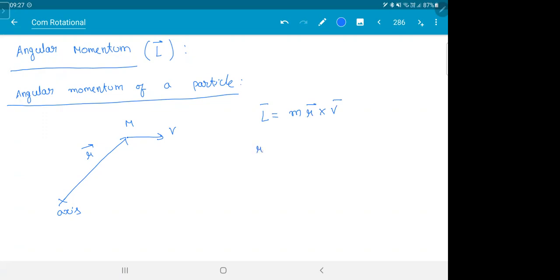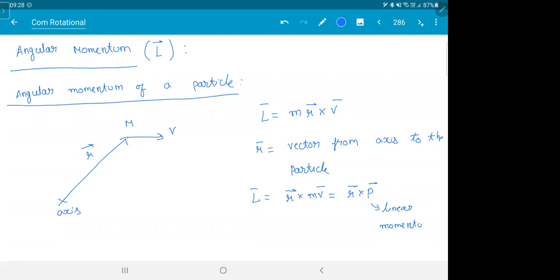What is r bar? r bar is the vector from the axis to the particle. v bar is the velocity. This can also be written as r bar cross m v bar. What is m v bar? Momentum, called linear momentum. That is angular momentum, so don't get confused. This can be written as m r v sin theta, cross product. So let's see how to calculate this; the way we did in torque, we can do here also.